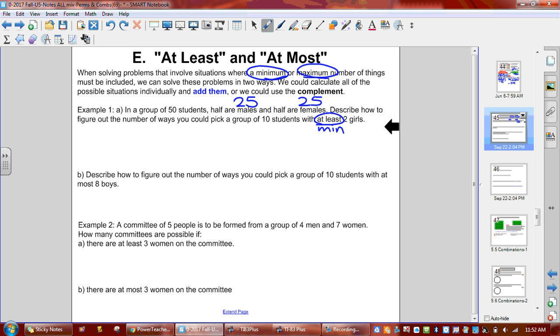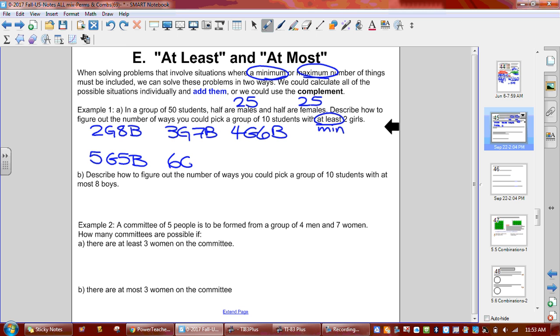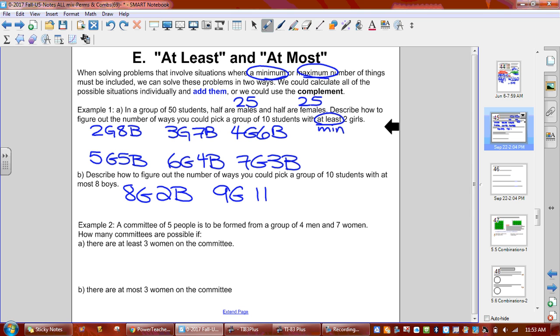3 girls, 7 boys. 4 girls, 6 boys. 5 girls, 5 boys. 6 girls, 4 boys. 7 girls, 3 boys. 8 girls, 2 boys. 9 girls, 1 boy. And 10 girls, 0 boys. We have to do every single one of those situations. So there's 9 different situations we have to solve, and then we add them together.